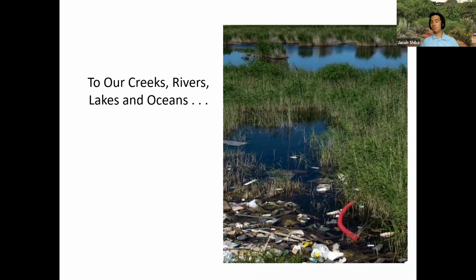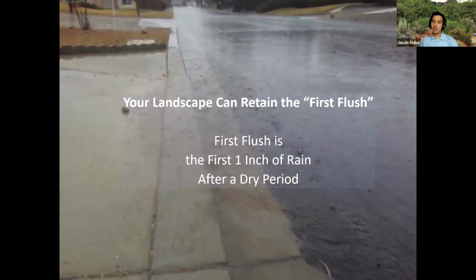oceans. So one of the things we can do to help mitigate this is to have our landscape capture and retain what we call the first flush. Now, the first flush, appropriately named, it's the first big rainstorm that we get after a dry period, right? So during a dry period, we get an accumulation of all these different kind of pollutants. We get this big rainstorm and it washes all those pollutants away.